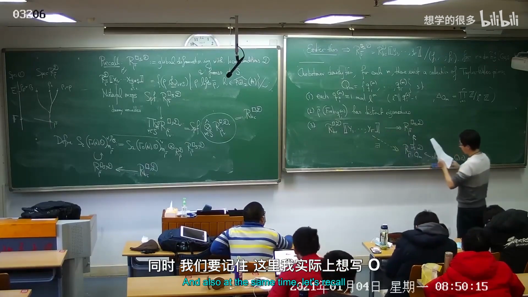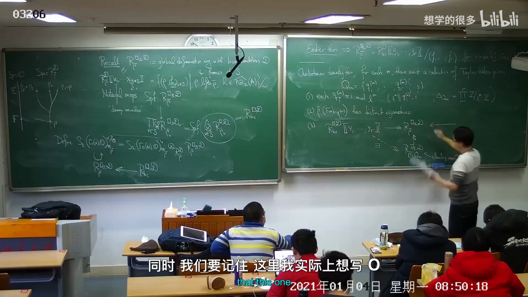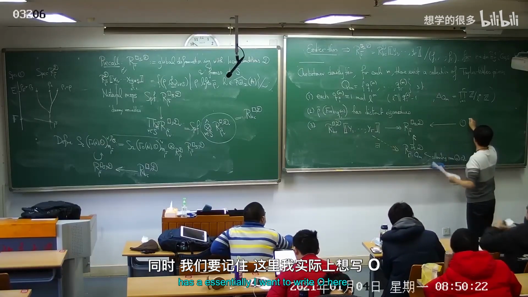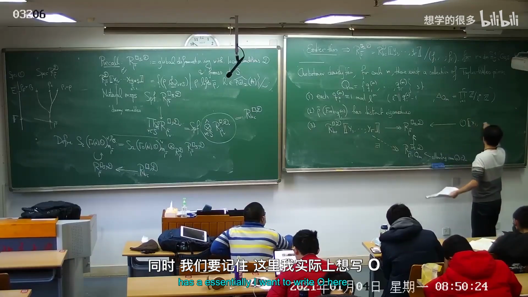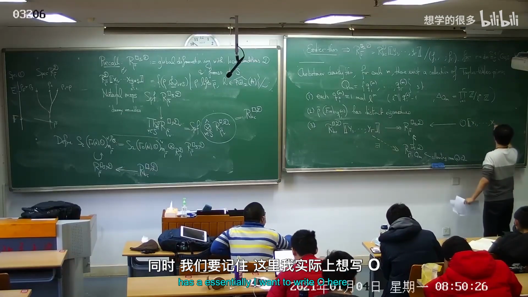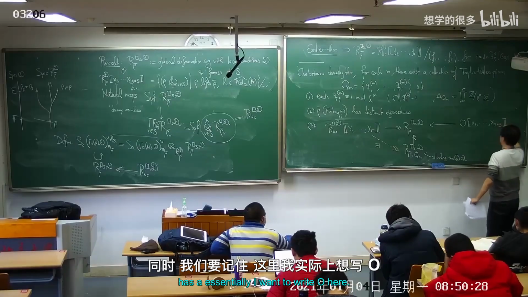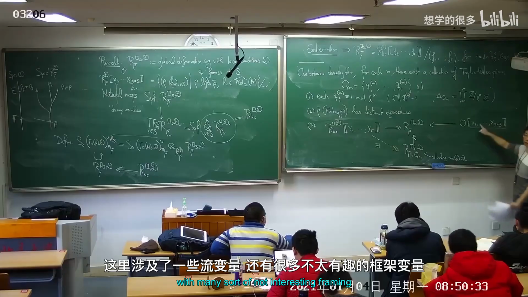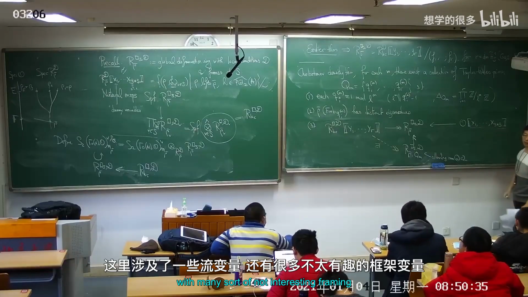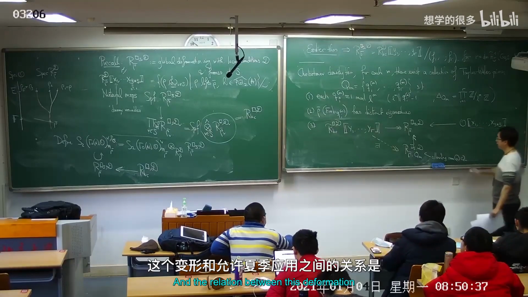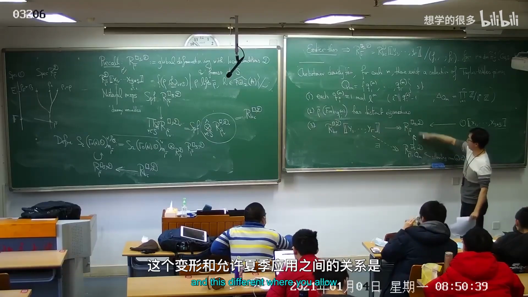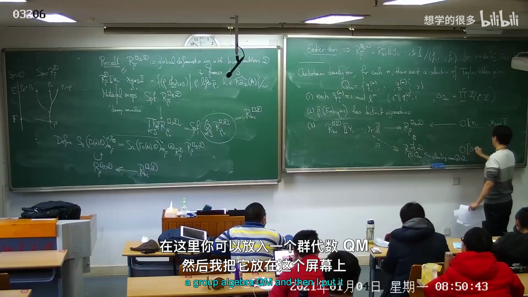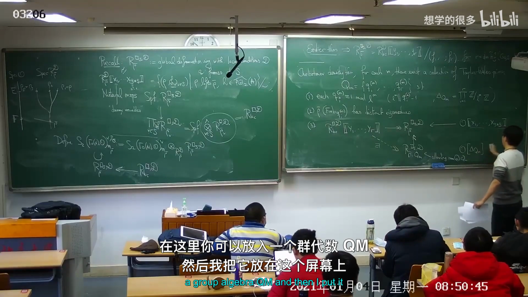And also at the same time, let's recall that this one has a, essentially I want to write O here because they are just dummy framing variables, not interesting framing variables here. And the relation between this deformation ring and this deformation where you allow this ramification is that over here you can put in the group algebra of QM and then I put in this framing variable.